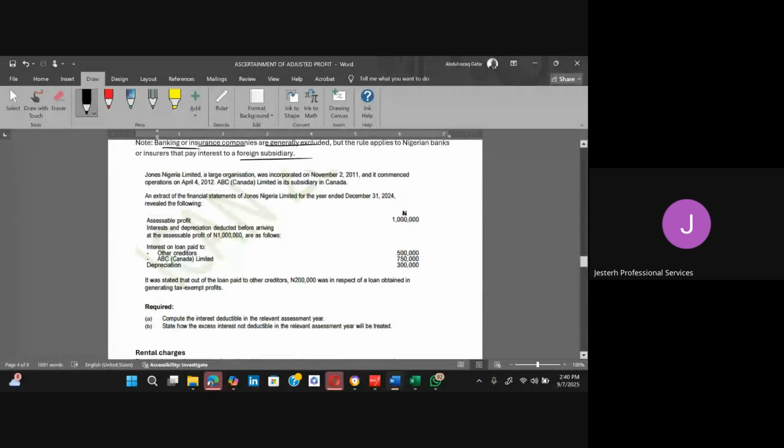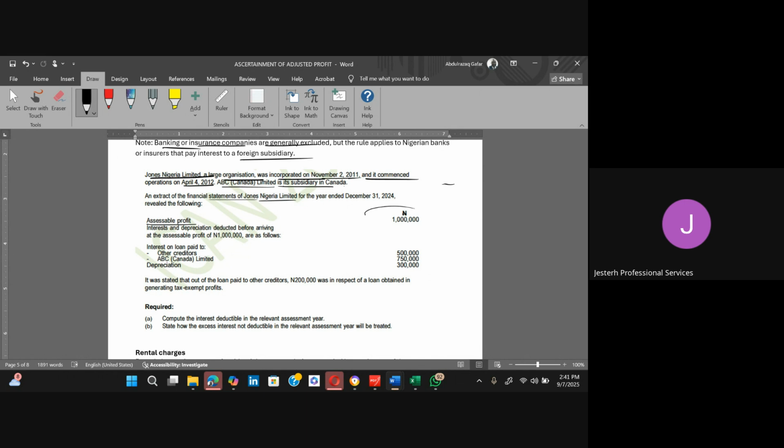So we have one example here. Let us quickly deal with this example before we move forward. Let me copy it. So the example reads thus: Jones Nigeria Limited, a large organization, was incorporated on November 2, 2011, and commenced operations on October 4, 2012. ABC Canada Limited is its subsidiary in Canada. An extract of the financial statements of Jones Nigeria Limited for the year ended December 31st, 2024 revealed the following: accessible profits.